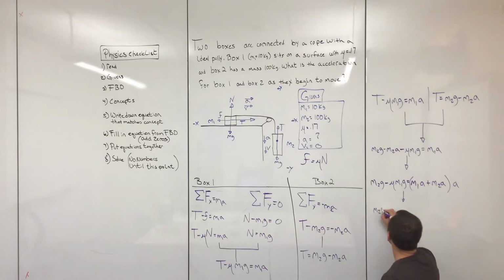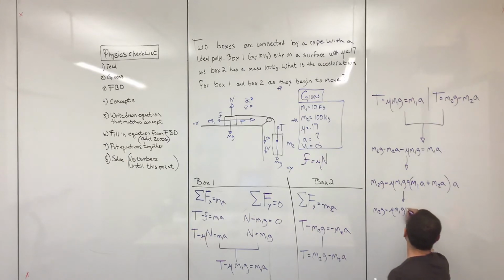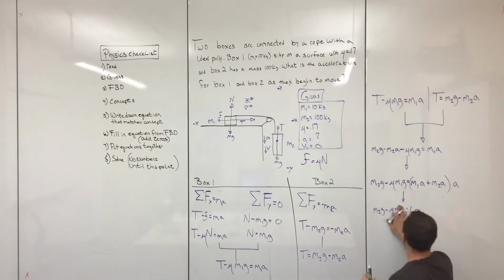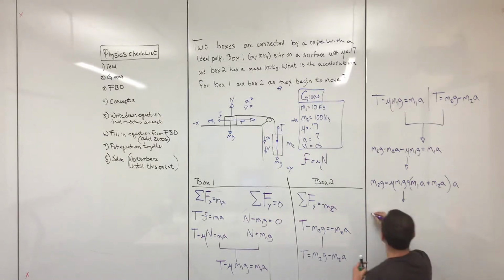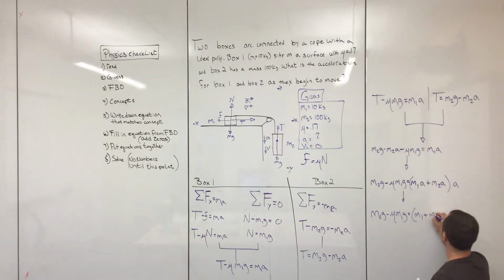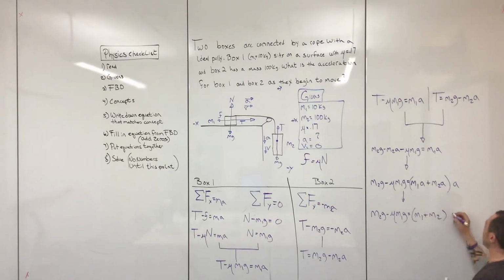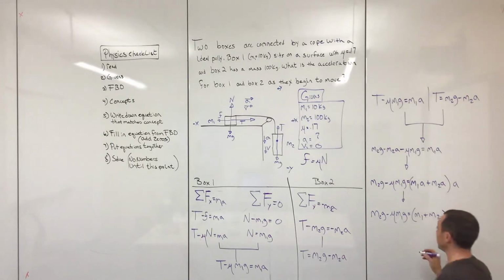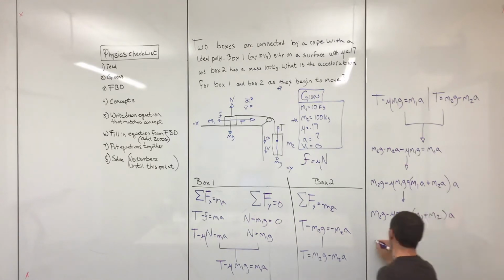So m2g minus mu m1g equals, now we're just going to have m1 inside plus m2, and then the acceleration has been pulled out. Now we can just bring m1 plus m2 underneath this, and acceleration is by itself, and we're done. It's that simple. Yay, we're done.